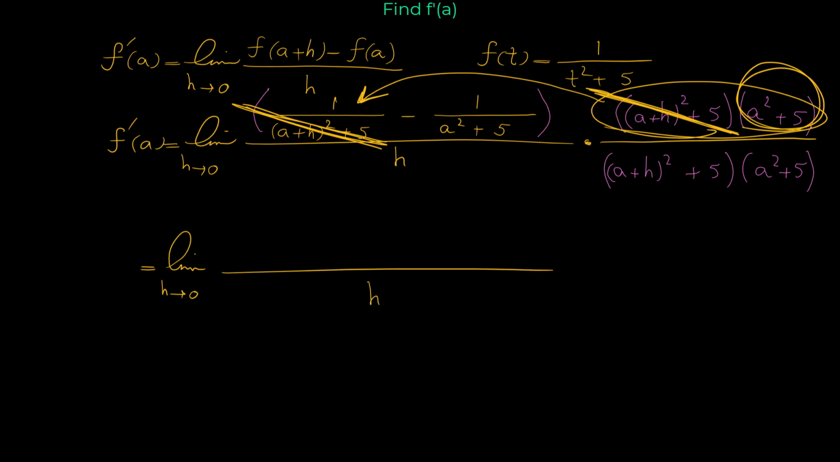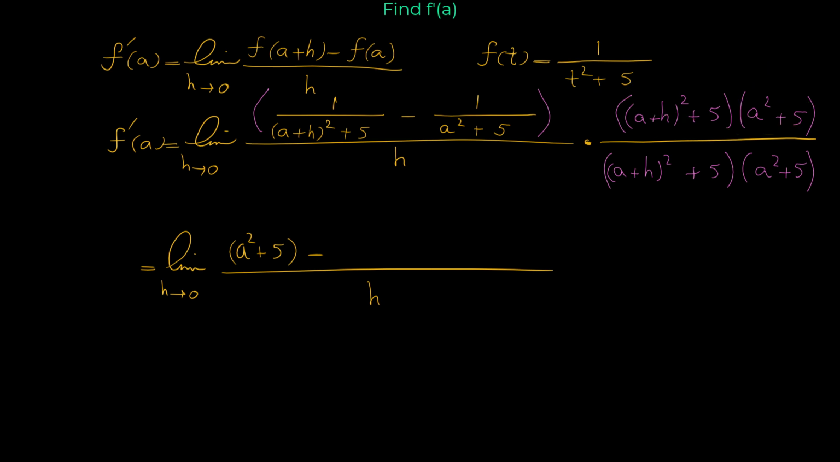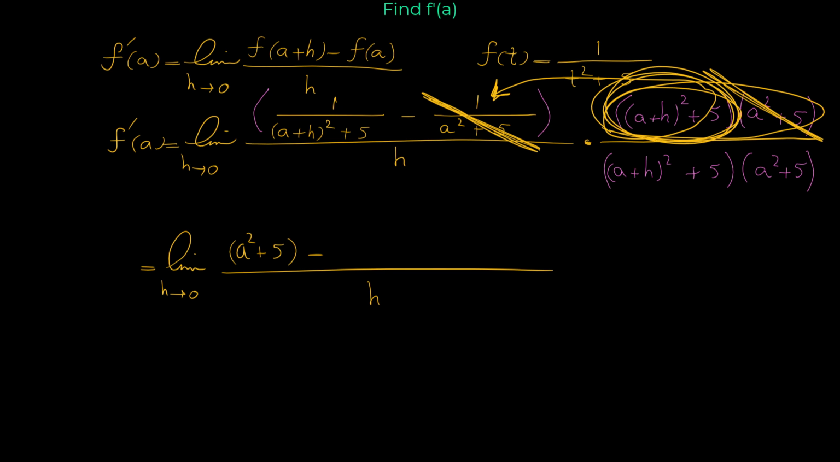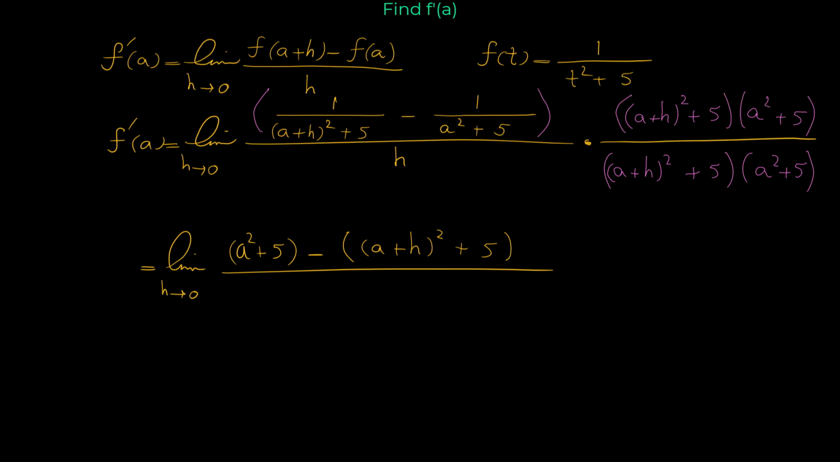So in this way we can get rid of the fraction. In the numerator only, we have a to the 2 plus 5 minus... when we multiply this expression in the second bracket, in the second fraction, a to the 2 plus 5 and a to the 2 plus 5 cancel and only this remains. So minus, put a bracket, (a plus h) to the 2 plus 5 remains. But in the denominator, we have h times the other denominator on the right side, times (a plus h) to the 2 plus 5 times (a to the 2 plus 5).